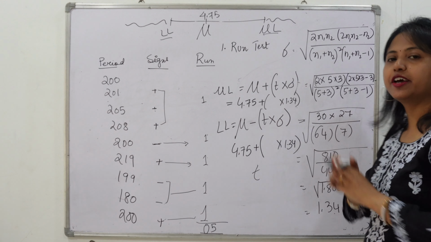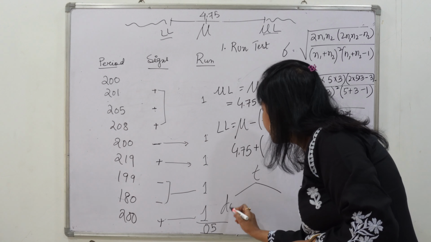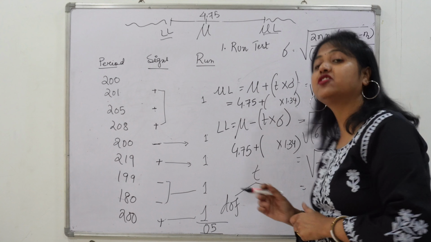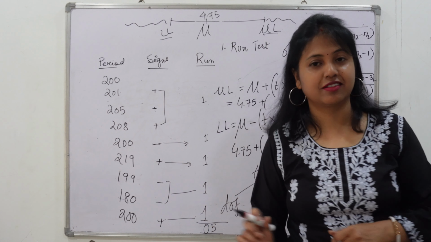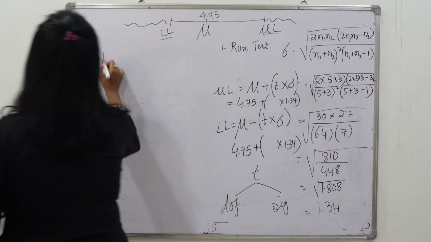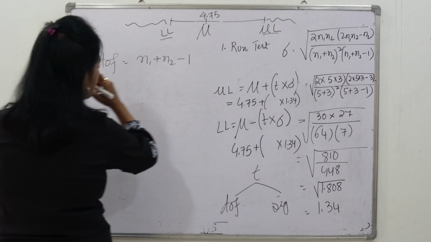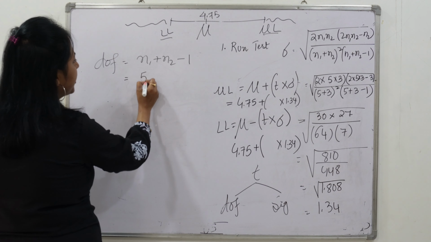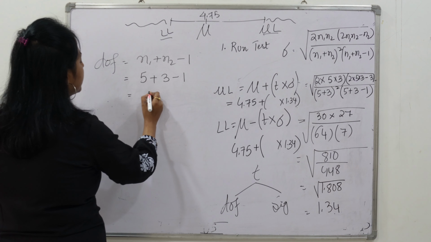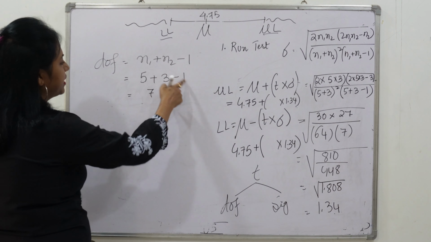In order to find the value of t, you need 2 things. One is your degree of freedom and you need the significance value. Let me explain what it is. Now what is degree of freedom? As you know, degree of freedom is equal to n1 plus n2 minus 1. So what is my n1? n1 is 5, n2 is 3, minus 1. So what is this? 8 minus 1, 7.